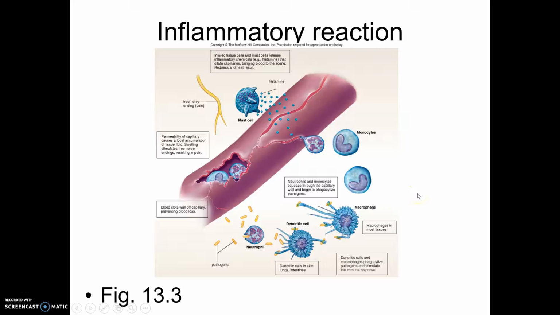Continuing on with the inflammation or the inflammatory reaction, we know it's triggered when there's an injury or an infection through the release of chemicals called inflammatory mediators. Here they call inflammatory chemicals. An example of an inflammatory mediator is histamine.